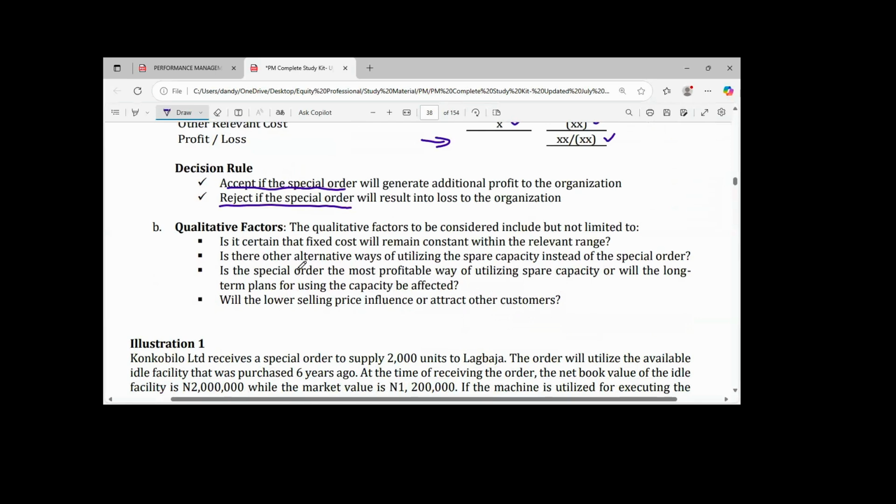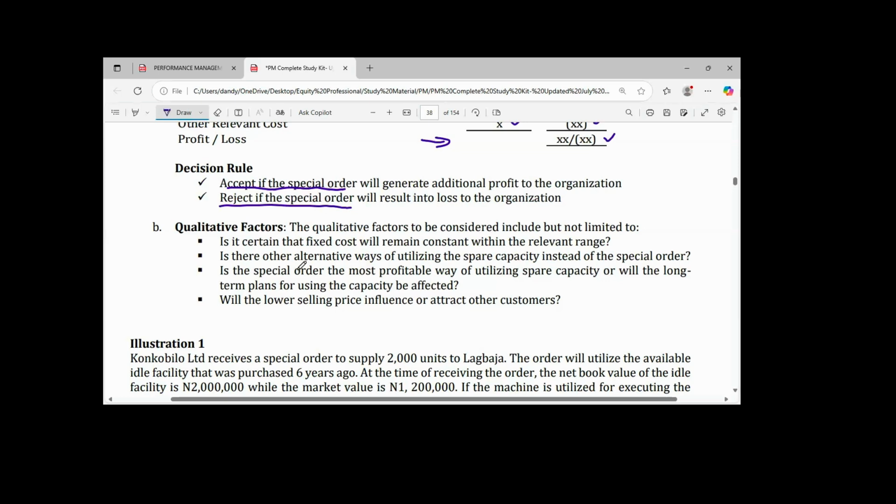What we are now saying is that, is it certain that fixed cost will remain constant? That is, the fixed cost will not change during the period under consideration. If the fixed cost will change, then the additional fixed cost to be incurred will be part of the special order. That's number one factor. The second factor is that, do we have sufficient spare capacity to undertake the job? All right. Do we have the required spare capacity to undertake the job?